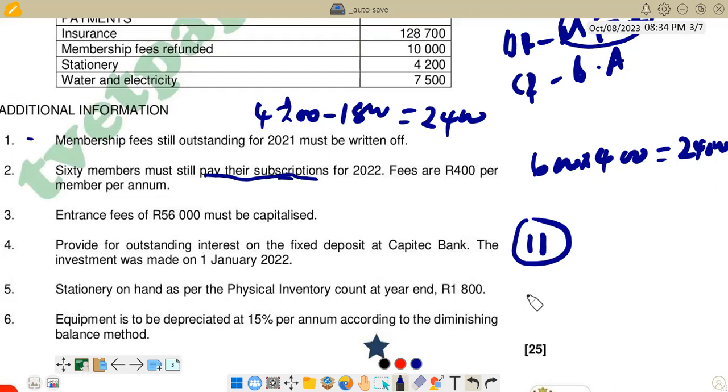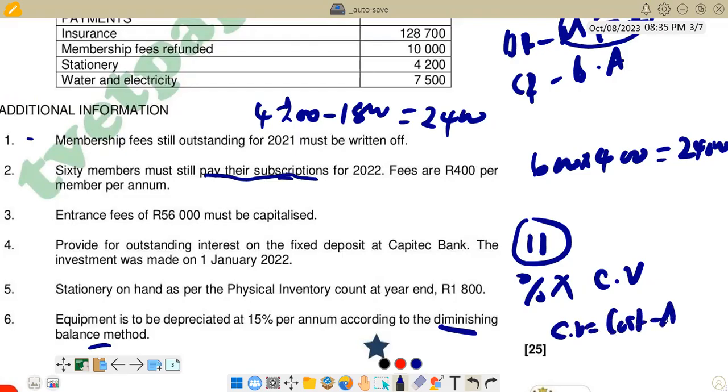So the formula for calculating depreciation using the diminishing balance method, we say the percentage that we are given times the carrying value or the net book value, where the carrying value will be equal to cost minus accumulated depreciation. So we go to equipment.